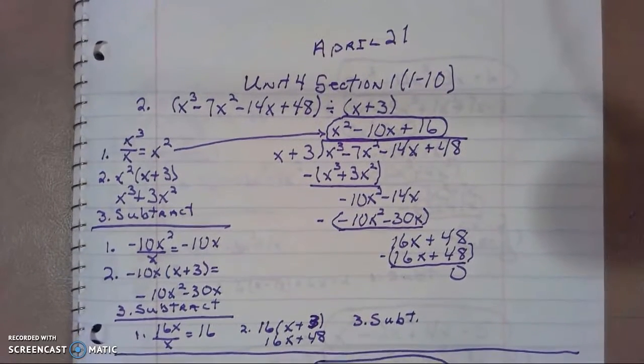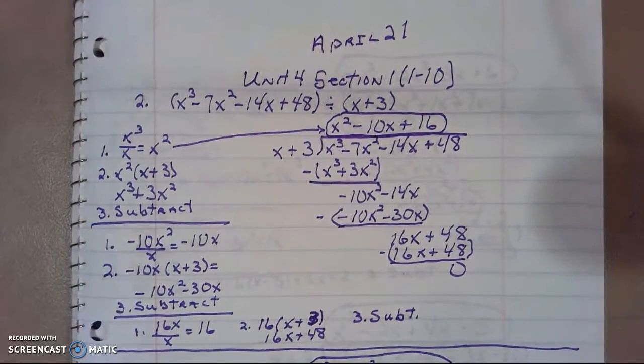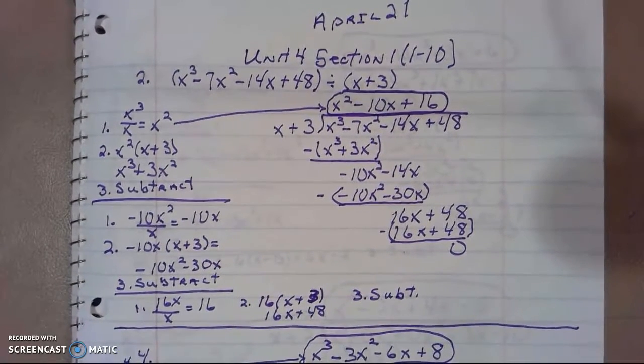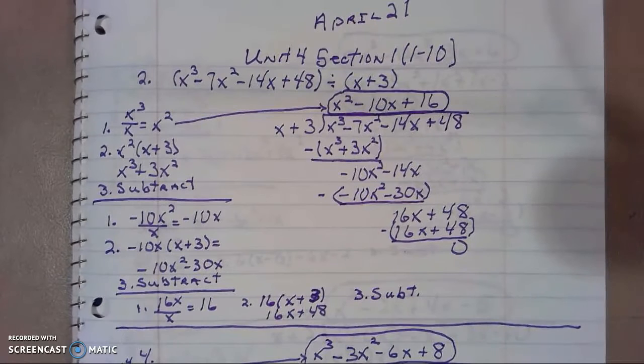This is Unit 4, Section 1, Problems 1 through 10. Problems 1 through 8 are long division. Number 2, x cubed minus 7x squared minus 14x plus 48 divided by x plus 3.